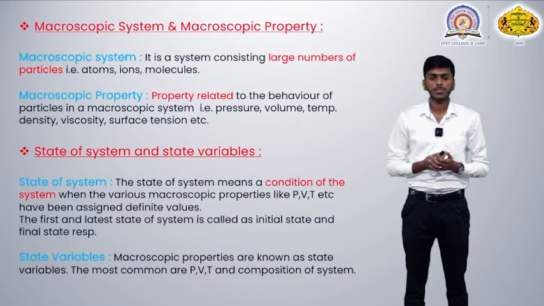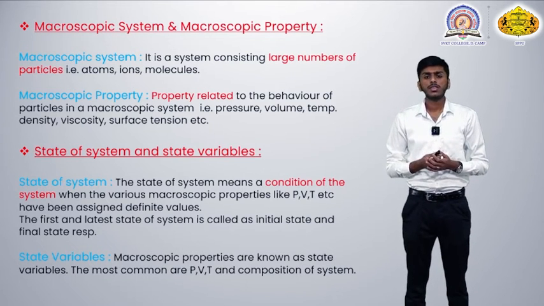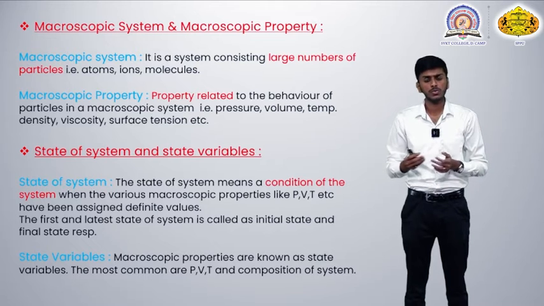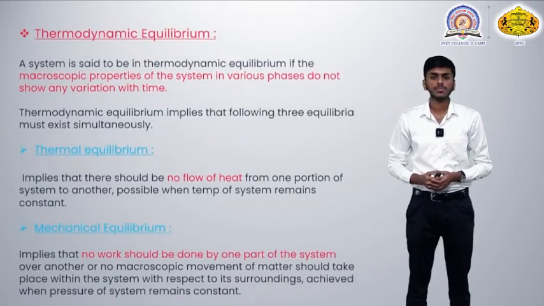State of the system. The state of a system means a condition of a system when the various macroscopic properties such as pressure, volume, temperature, etc. have been assigned definite values. The first and latest state of the system are called the initial state and final state, as we know. State variables. Macroscopic properties are known as state variables. The most common are pressure, volume, temperature and composition of the system.